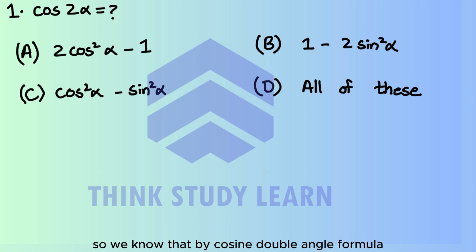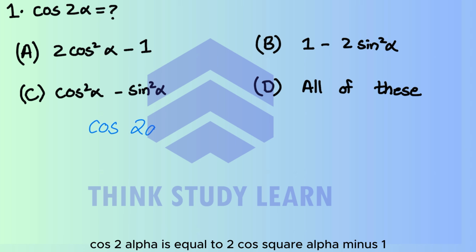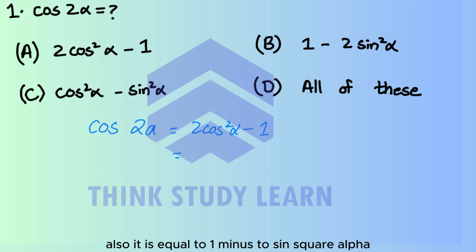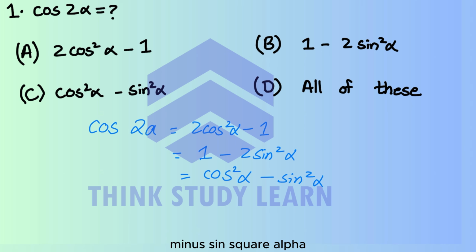So we know that by the cosine double angle formula, cos 2 alpha is equal to 2 cos square alpha minus 1. Also it is equal to 1 minus 2 sine square alpha, and it is also equal to cos square alpha minus sine square alpha. These are all the formulas of the cosine double angle formula. So among all of these, D option will be the right answer.